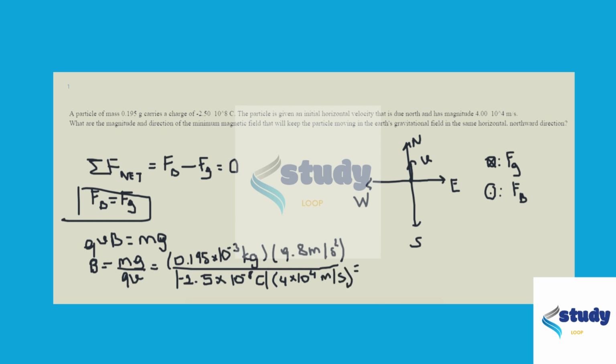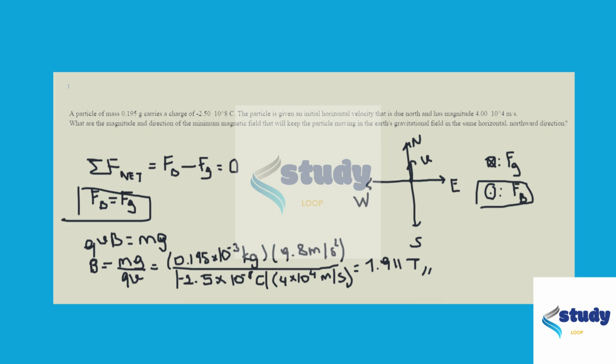So if we do this calculation, we're going to find the magnitude of the magnetic field, B, to be 1.911 Teslas, right? Now, this is the magnitude, but we also need to find the direction of the magnetic field B. In order to do that, we're going to revisit. We said that the magnetic force should be out of the page, so it's towards us, towards the screen.